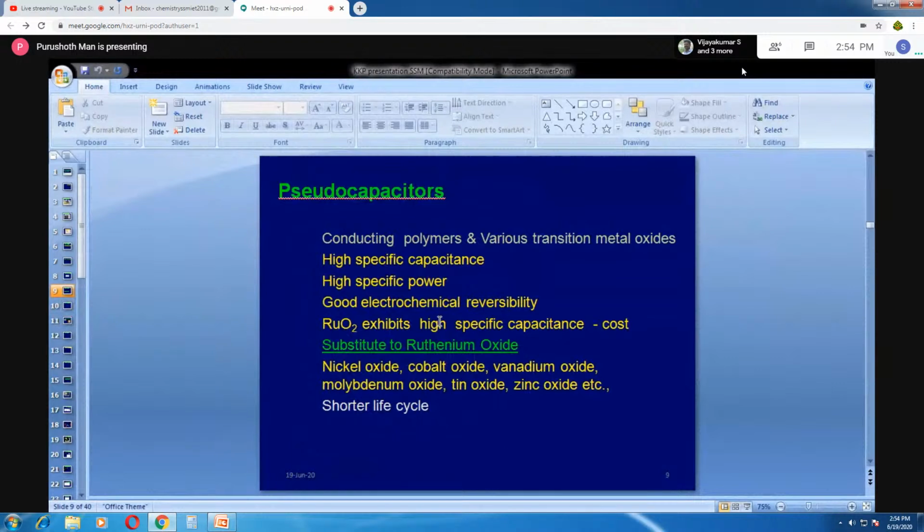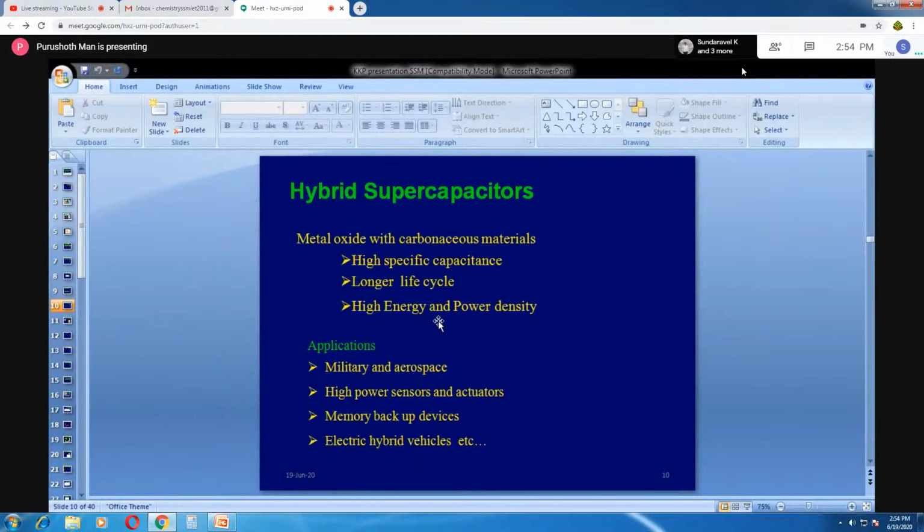So in the case of a cyclic voltammogram, if you get a pattern like a rectangular shape, that is called a normal supercapacitor, like an EDLC behavior. Whereas if it is having oxidation and reduction peaks, that is called battery-like behavior. So we will discuss it later.